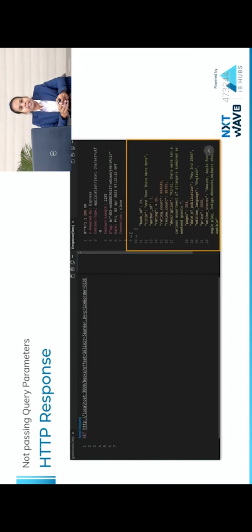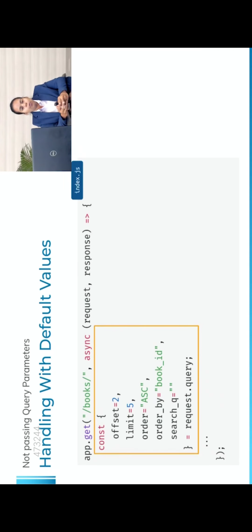So we have seen this. Similarly, what we can do is provide default values for various query parameters in this manner. In case we don't specify any of these query parameters, the default values will be considered. Like for offset it's 2, for limit it's 5, for order it's ascending, order by is book ID, and the search query is an empty string. If you don't provide any of these query parameters, then the default values will be taken. For this, the corresponding SQL query will be in this manner. Clear? So let's give this a try.